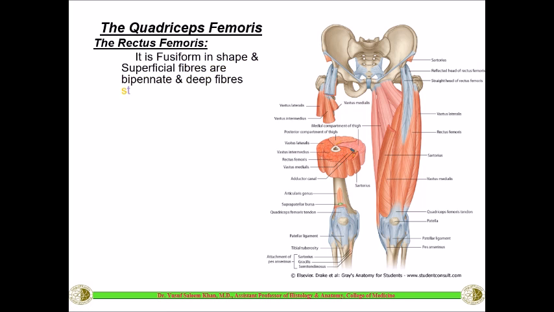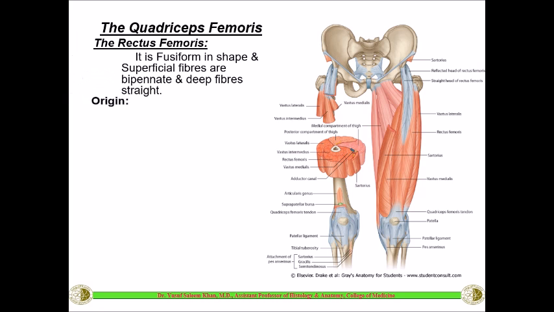This is fusiform in shape, and the superficial fibers are bipinnate and the deep fibers are straight. Bipinnate means the fibers are in two different directions, as you can see here. This is called bipinnate. So the superficial fibers are bipinnate, and if you see the deep fibers, they are straight.